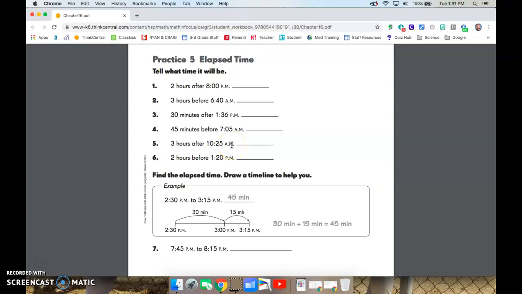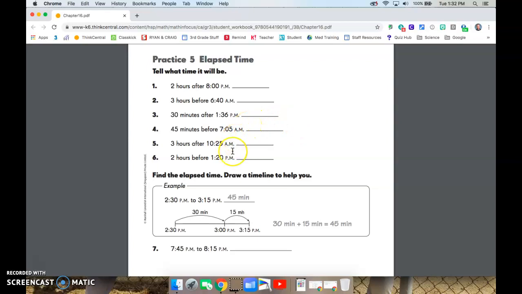45 minutes before 7:05. So, if we take it before, it's going to be 6 something, right? So we take away the 5 minutes and make it 40 minutes before 7, okay, which would be 6:20. All right, so 6:20 a.m.